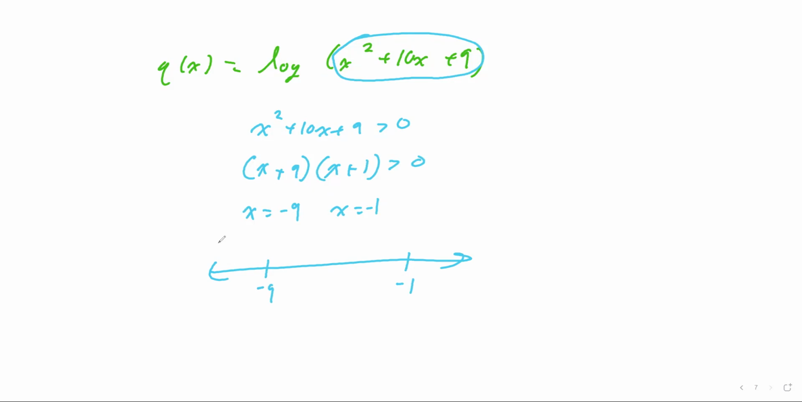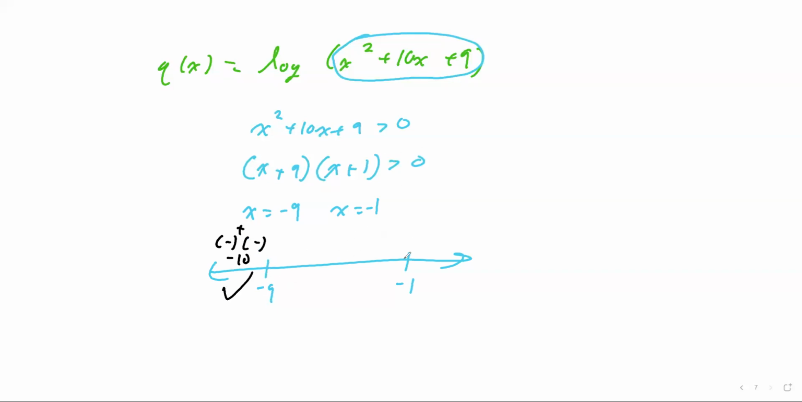Now we can choose some numbers. So something less than negative 10. Plug it in. It doesn't matter which one you plug it into, but negative 10 plus 9 gives me a negative. Negative 10 plus 1 gives me a negative. Two negatives make a positive, and a positive is greater than 0, so that works.